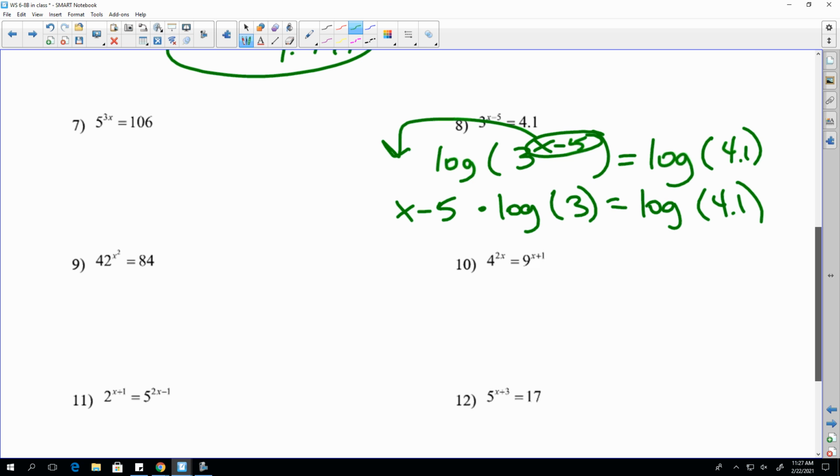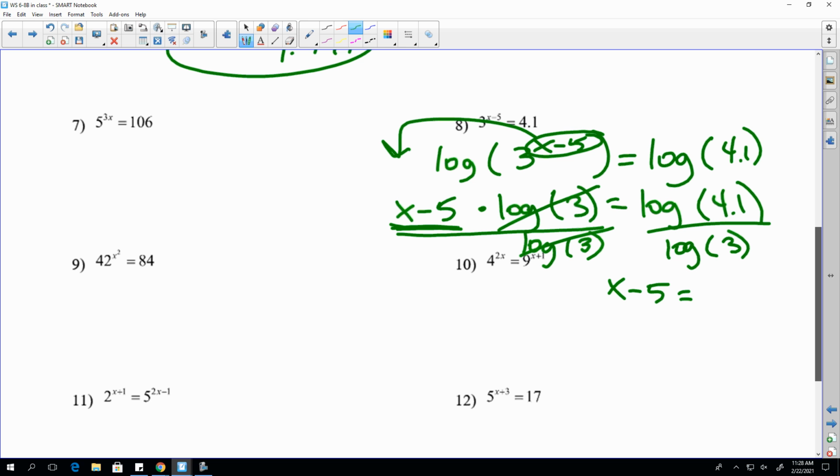So now when we solve this, what we've done in the other questions, if we divided by log of 3, or log of whatever was on that side with the x, if I divide by log of 3, I'm not quite getting to the final answer yet, because we're going to still have x and the minus 5 together. That'll equal whatever that decimal is.